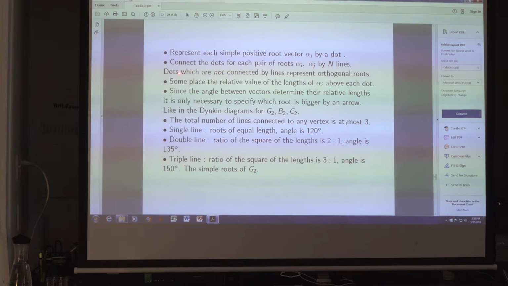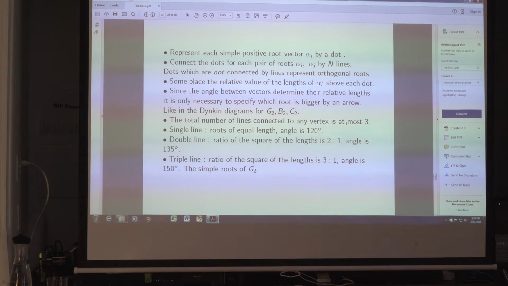Dots which are not connected by lines represent orthogonal roots. Some people place the relative value of the length of the roots above each dot, although it's not necessary to do that. Since the angle between vectors determines the relative lengths, it is only necessary to specify which root is bigger by an arrow, like in the Dynkin diagrams of G2, B2, and C2.